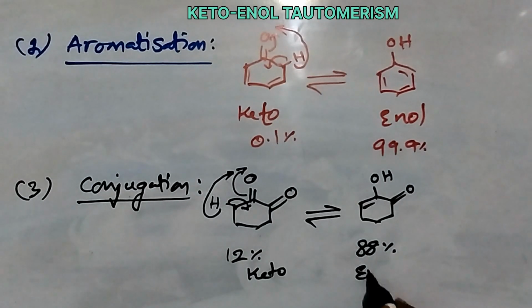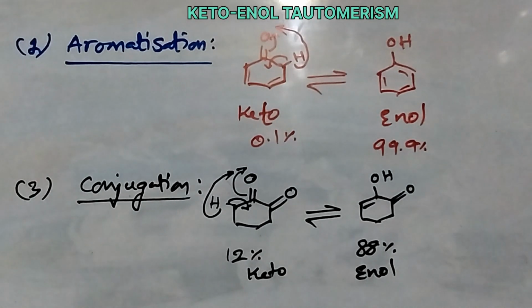Keto form and enol form. Fine. So this is about keto-enol tautomerism. From the starting onwards you can see the video. A special type of isomerism: acetaldehyde I have explained, then acetone I have explained. The keto form is more stable due to the strong CO bond, and the enolic form is more stable due to intramolecular hydrogen bonding, aromatization and conjugation.